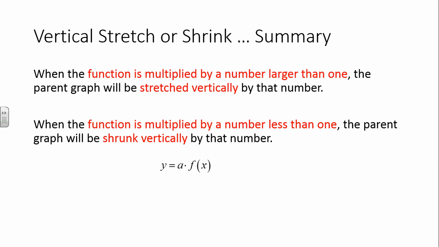So now here's my summary. If you're multiplying by a number that's larger than 1, it's going to stretch it vertically. If you're multiplying by a number less than 1, it's going to compress or shrink it vertically. And again, the general form of the equation is you're just multiplying some number a out in front of your function.